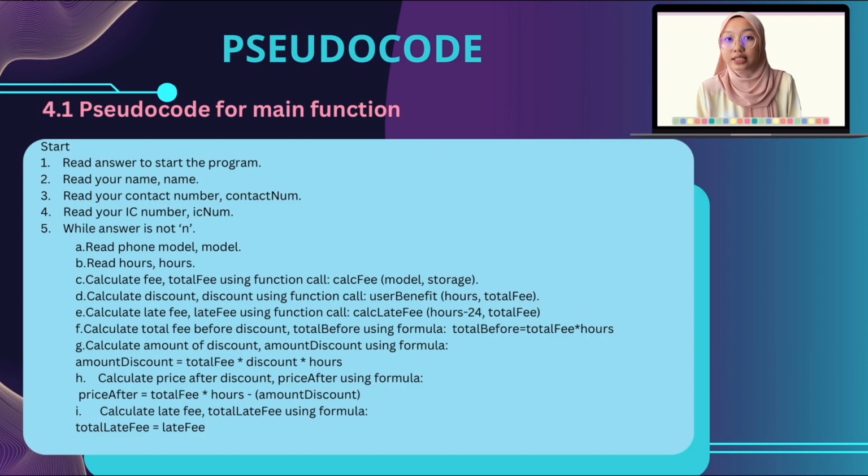For the calculation, to calculate total fee before discount, we can use the formula total before equal to total fee times hours. To calculate amount of discount, we can use the formula amount discount equal to total fee times discount times hours. To calculate price after discount is price after equal to total fee times hours minus amount discount. Then to calculate late fee, we can use the formula total late fee equal to late fee.